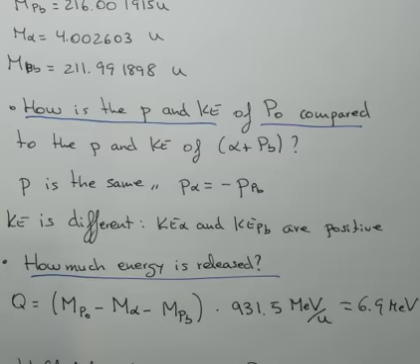Then they ask how much energy is released. Well, we saw in class that the disintegration energy in this case would be the mass of the polonium minus the mass of the alpha particle minus the mass of the daughter. In this case the units are u, so we have to multiply by 131.5, and we are going to have it in million electron volts.